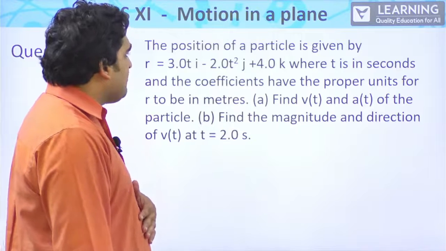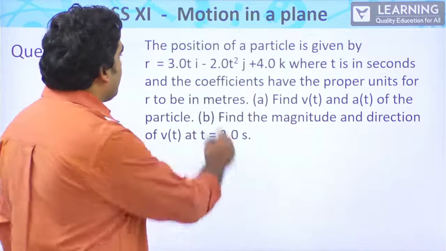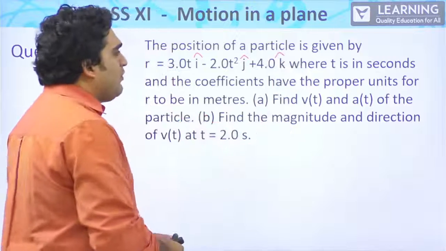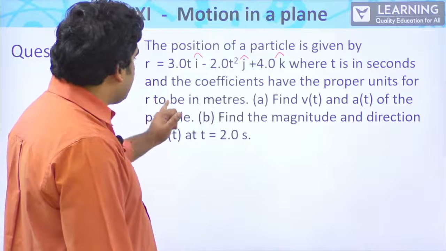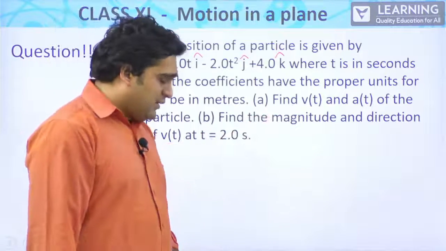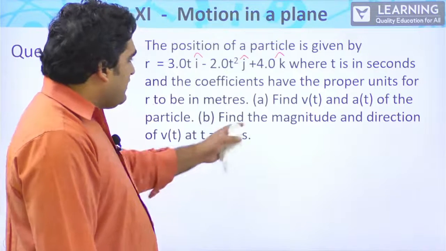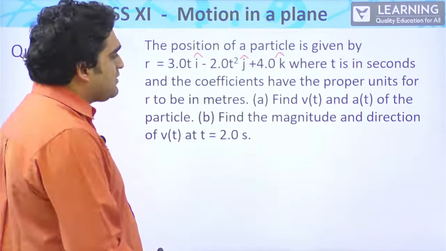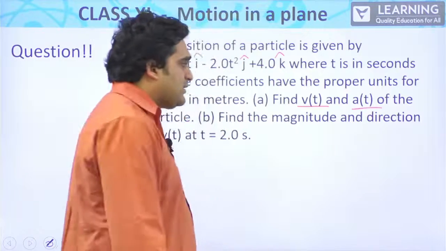Question: the position of a particle is given by r equals 3t i cap minus 2t square j cap plus 4 k cap, where t is in seconds, and the coefficients have the proper units for r to be in meters. Find the velocity v of t and the acceleration a of t of the particle. Find the magnitude and direction of v of t at t equals 2 seconds. So we need to find the velocity as well as the acceleration.